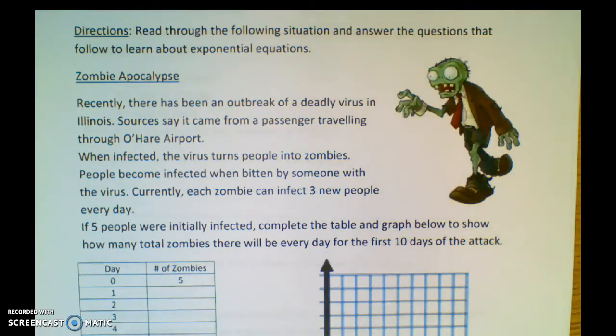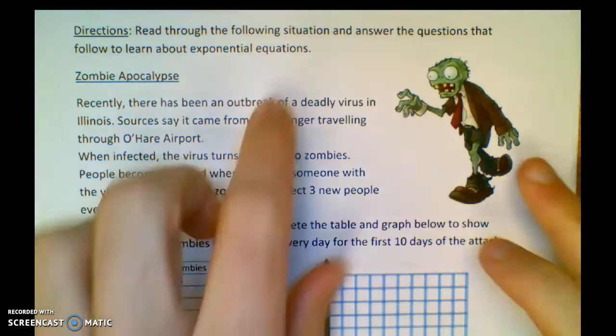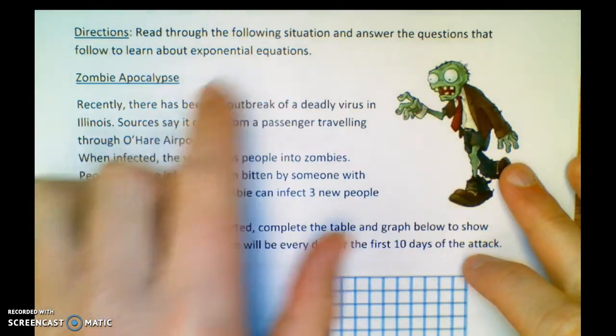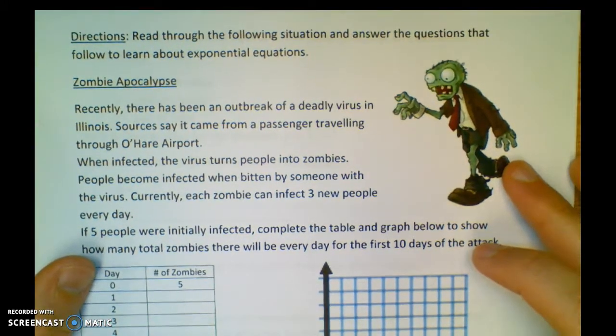Alright, today we're going to start our last unit, which is on exponentials and logarithms. So let's first explore what an exponential equation is. You're going to read through the following situation and answer the questions that follow to learn about exponential equations.